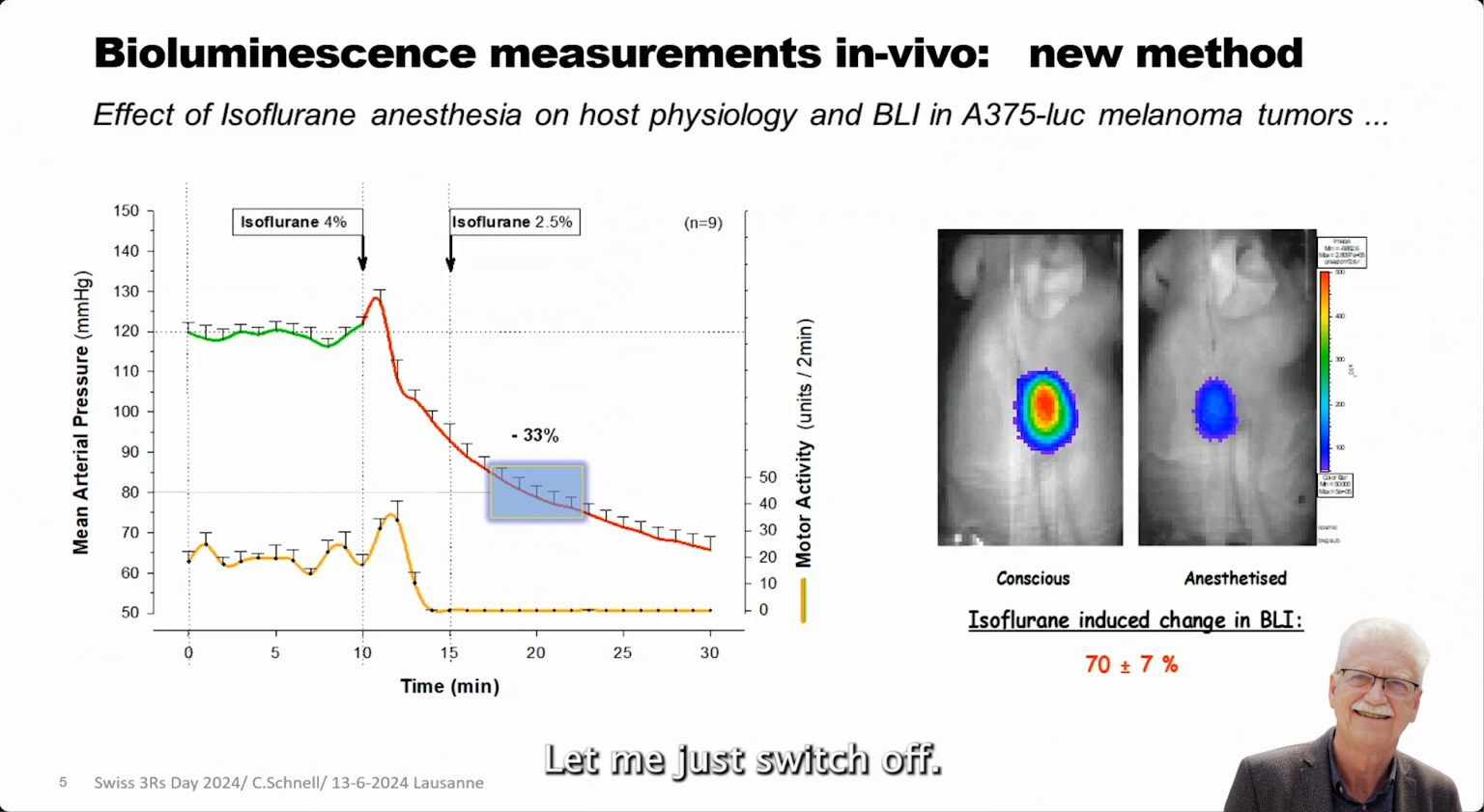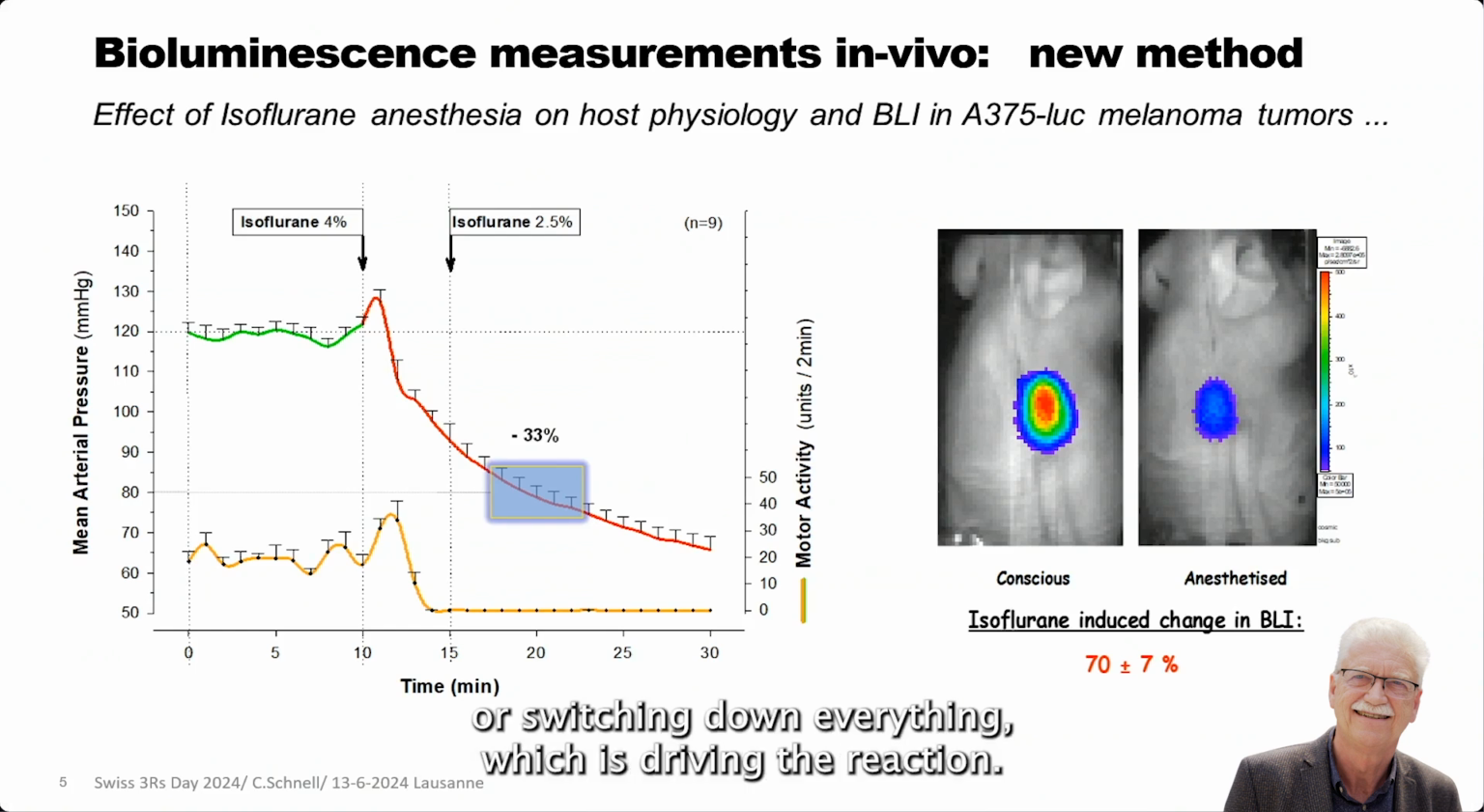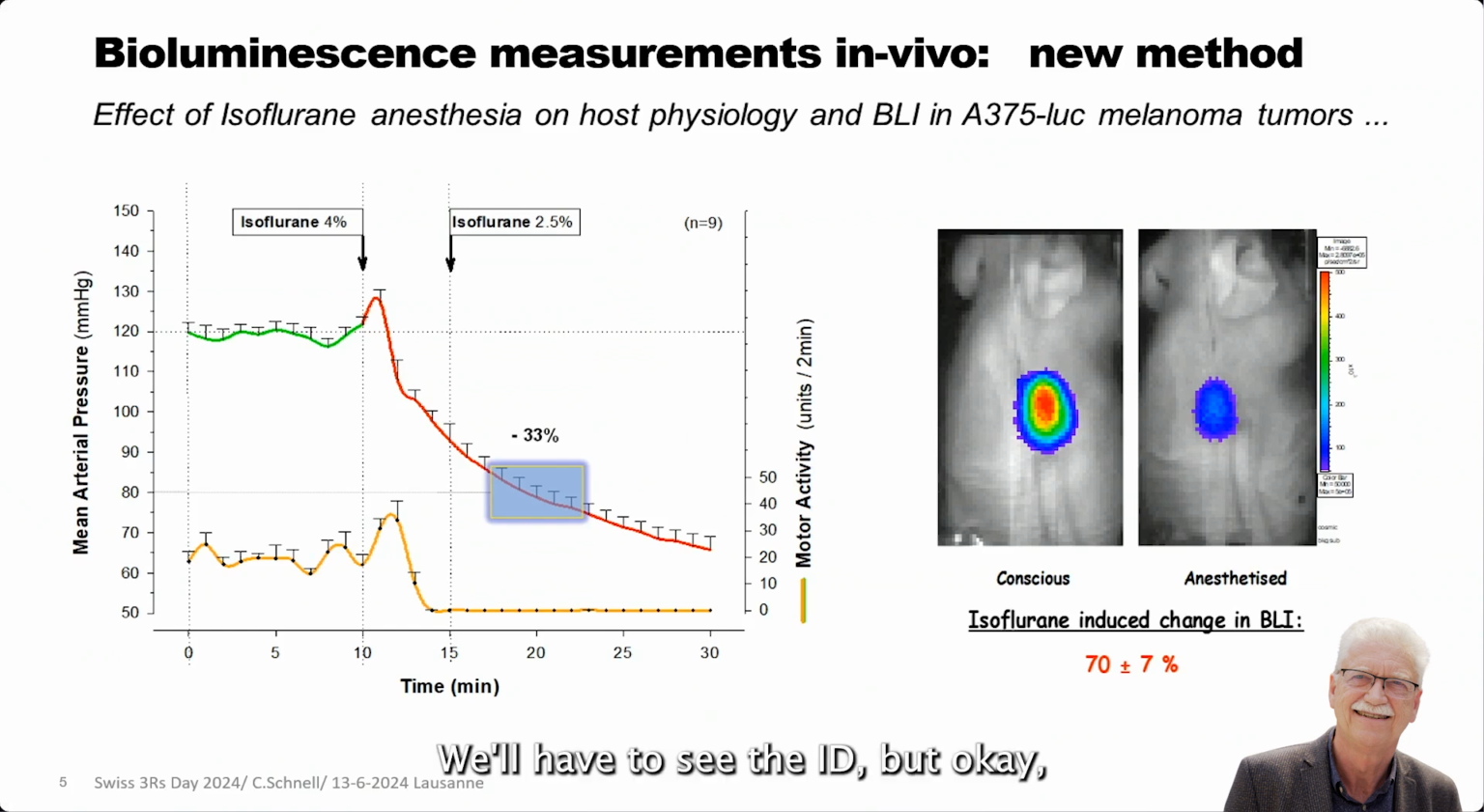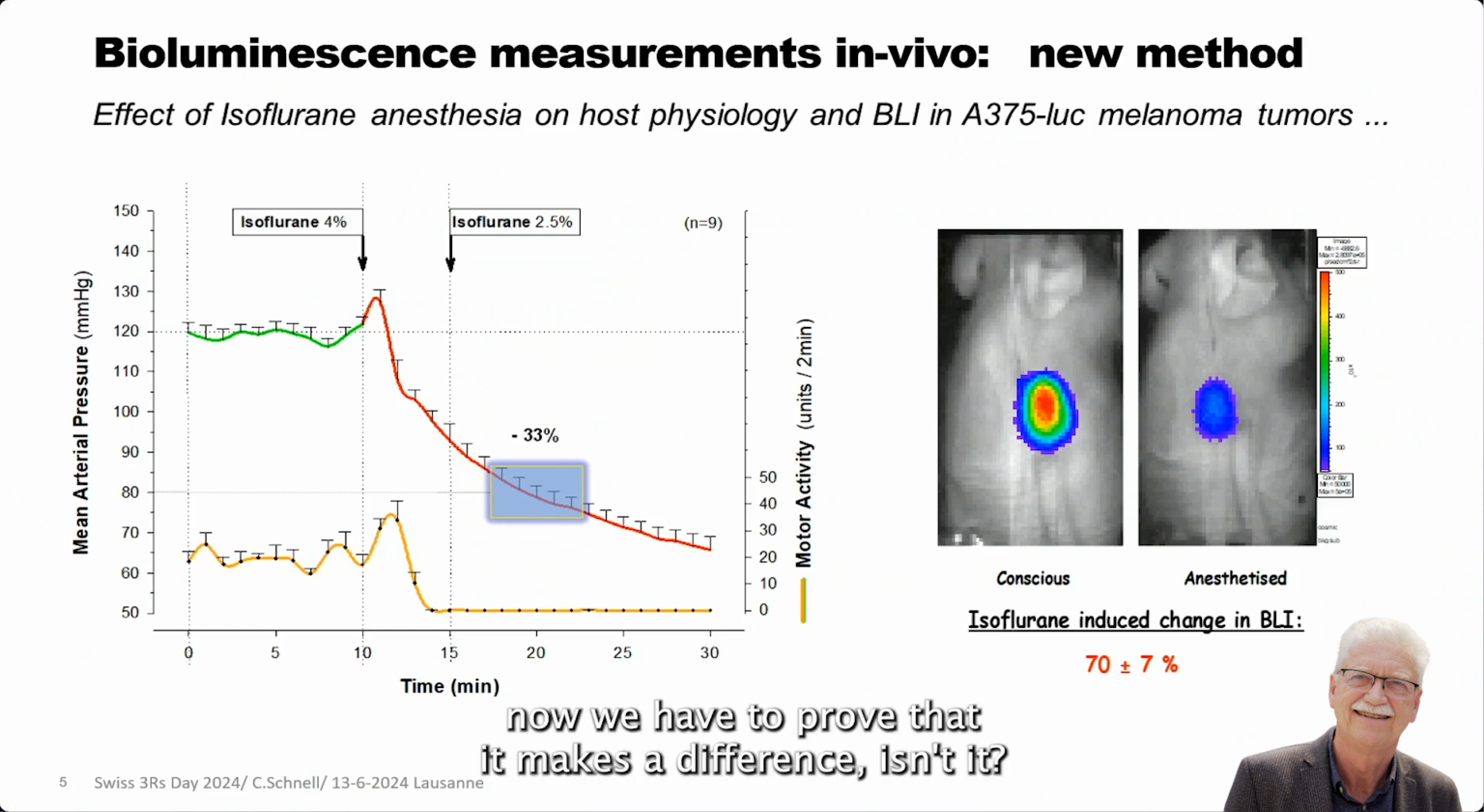Then we just switch off the isoflurane, and we look at what happened. After 5 minutes, 70% of the signal is gone. So we are consciously flushing down or switching down everything which is driving the reaction. What a silly idea. But okay, now we have the proof that it makes a difference, isn't it?